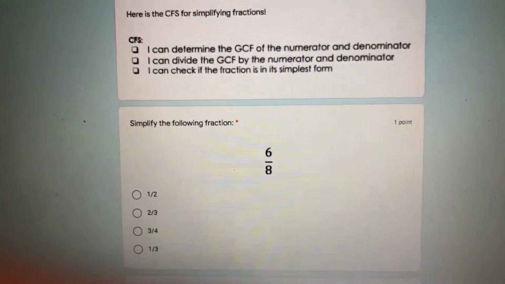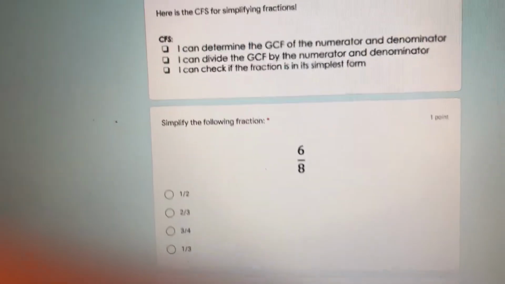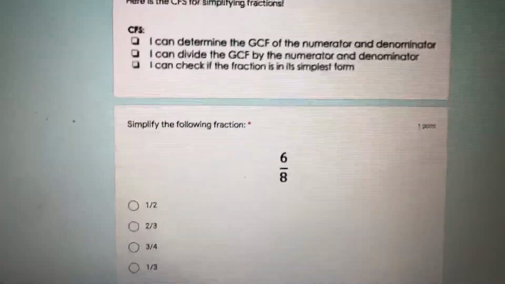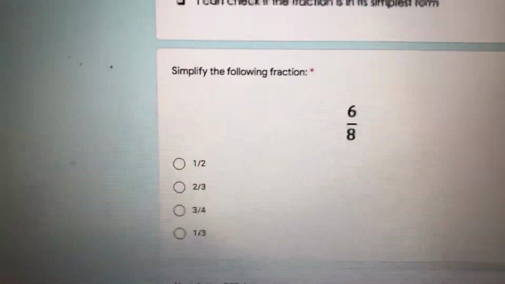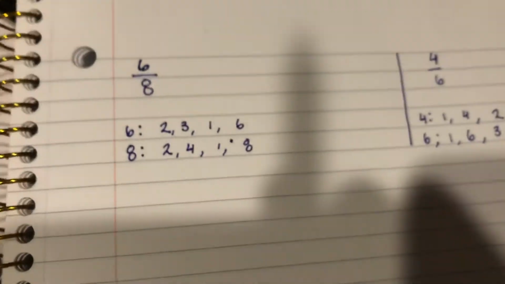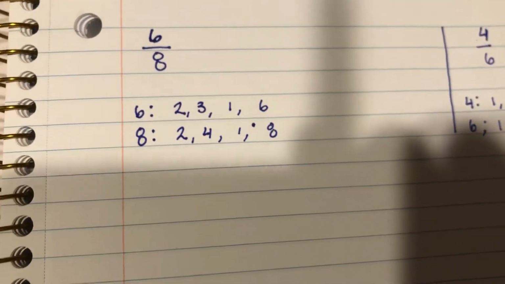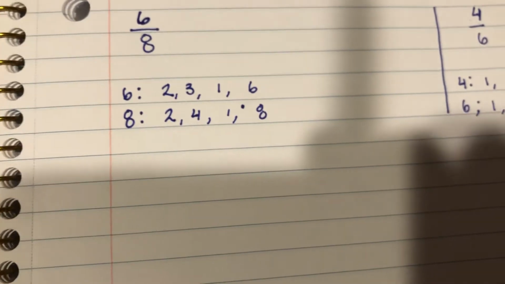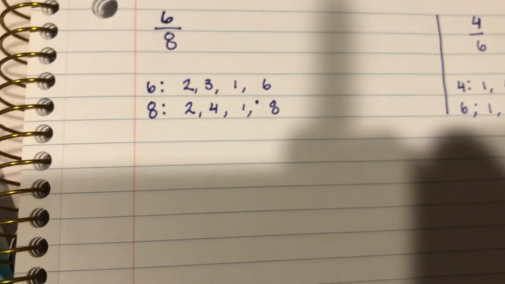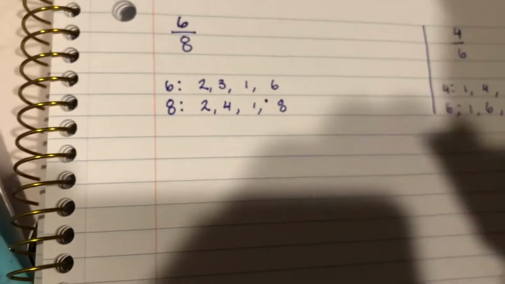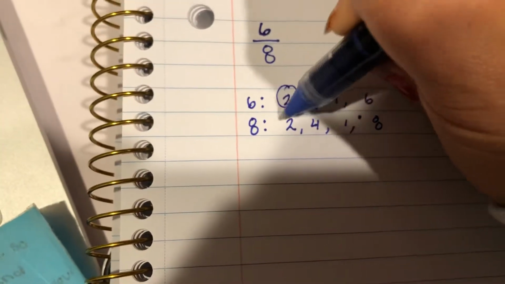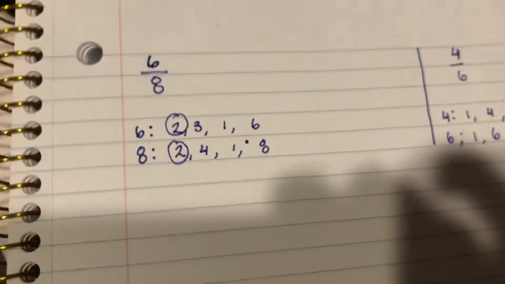So the first thing I have to do is determine the greatest common factor between the numerator, which is the top number, and the denominator, which is the bottom number. So what I did here is I wrote down all of the factors of 6 and of 8. And again, the greatest common factor is the biggest number that they both have in common in your factors list. So the biggest number that they both have in common is 2, which means the greatest common factor is 2. So that's the first step in the CFS.